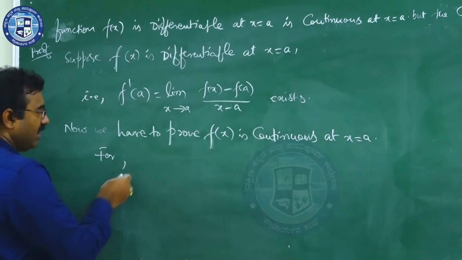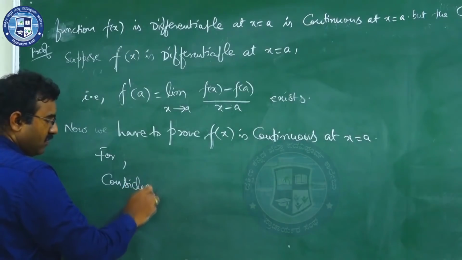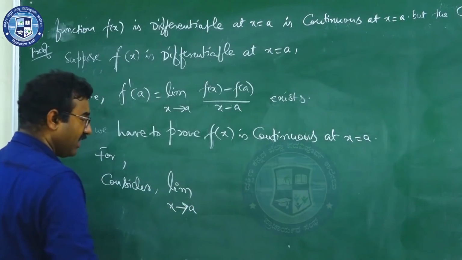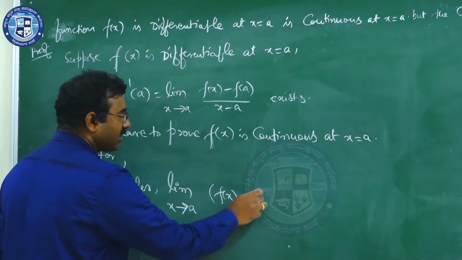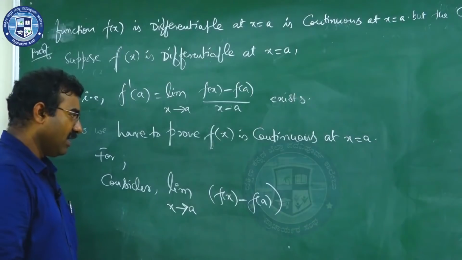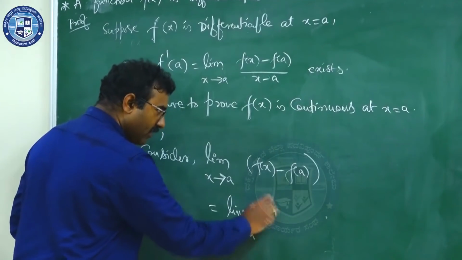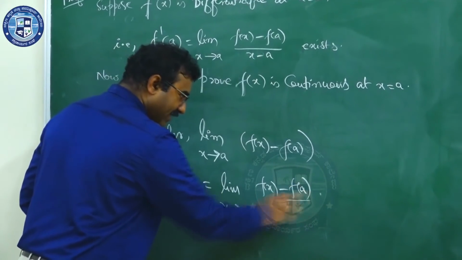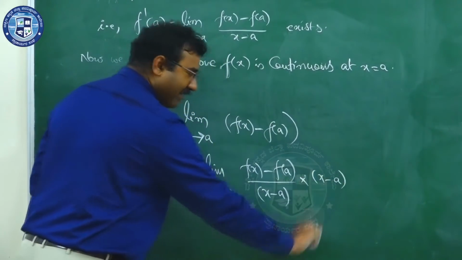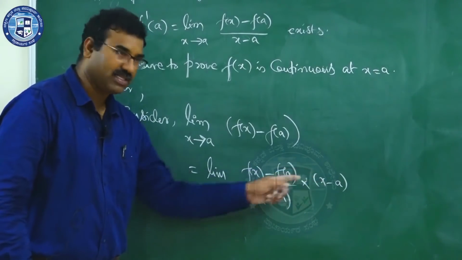what I do is I just consider limit x tends to a, f(x) minus f(a). We just consider this. Next step, limit x tends to a, (f(x) minus f(a)) divided by (x minus a), and I multiply with x minus a. I multiply and divide with x minus a here without loss of generality.